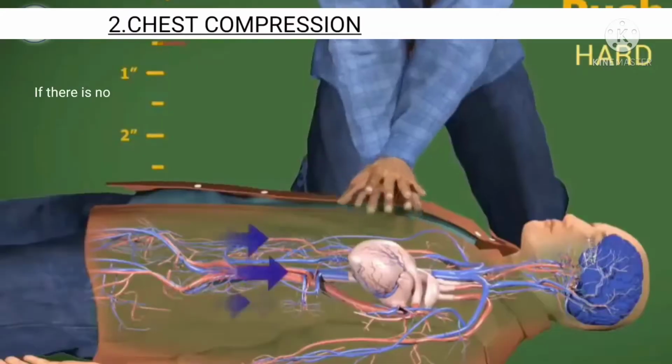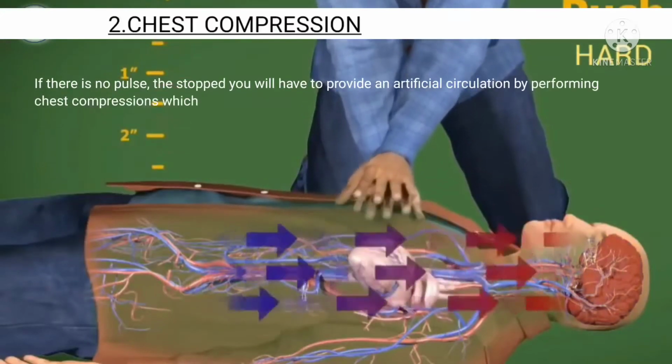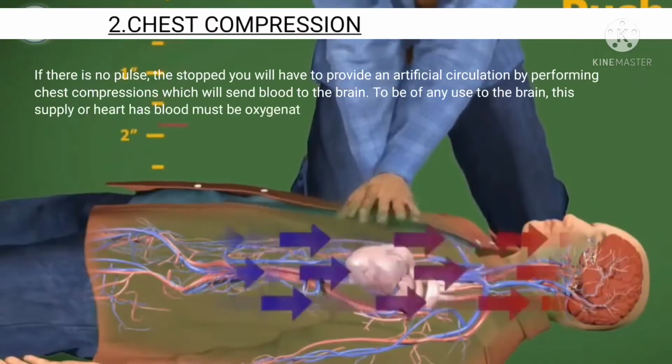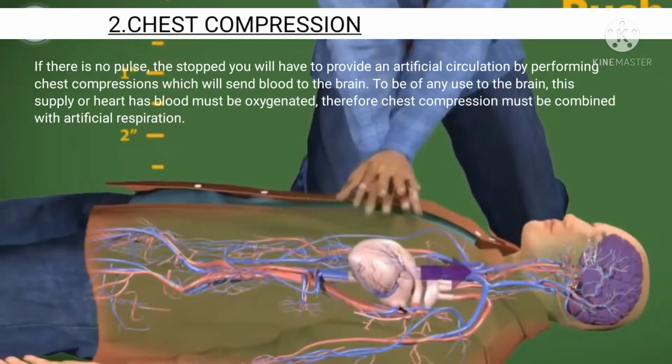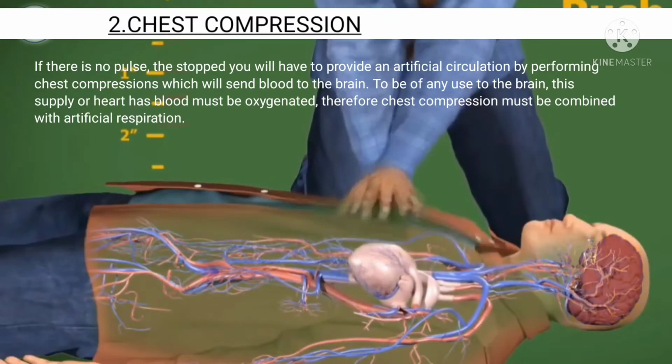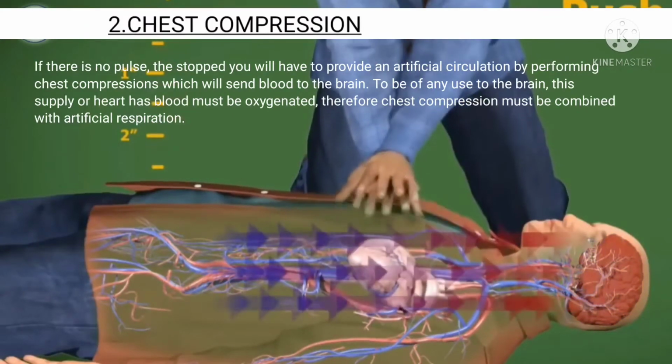2. Chest compression. If there is no pulse, the heart has stopped and you will have to provide an artificial circulation by performing chest compressions, which will send blood to the brain. To be of any use to the brain, this blood supply must be oxygenated, therefore chest compression must be combined with artificial respiration.